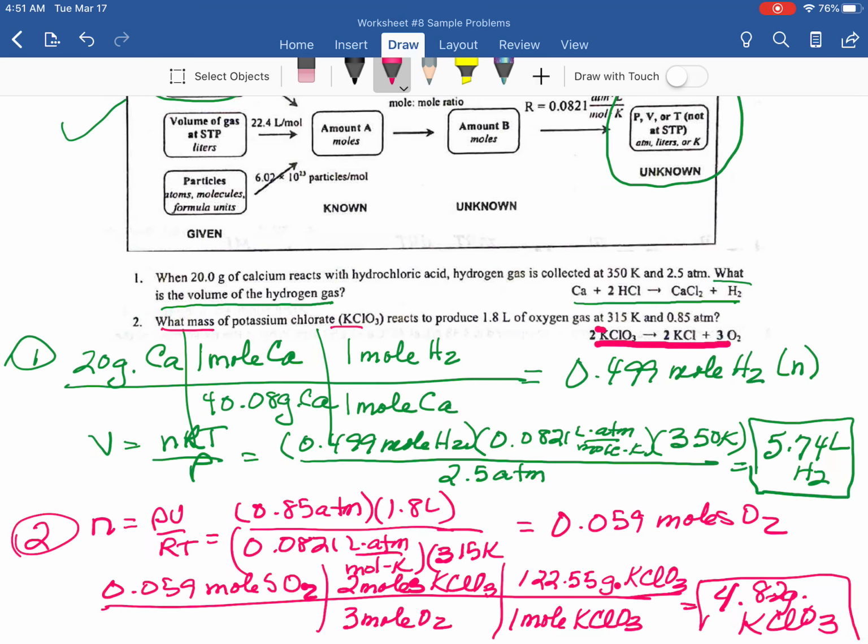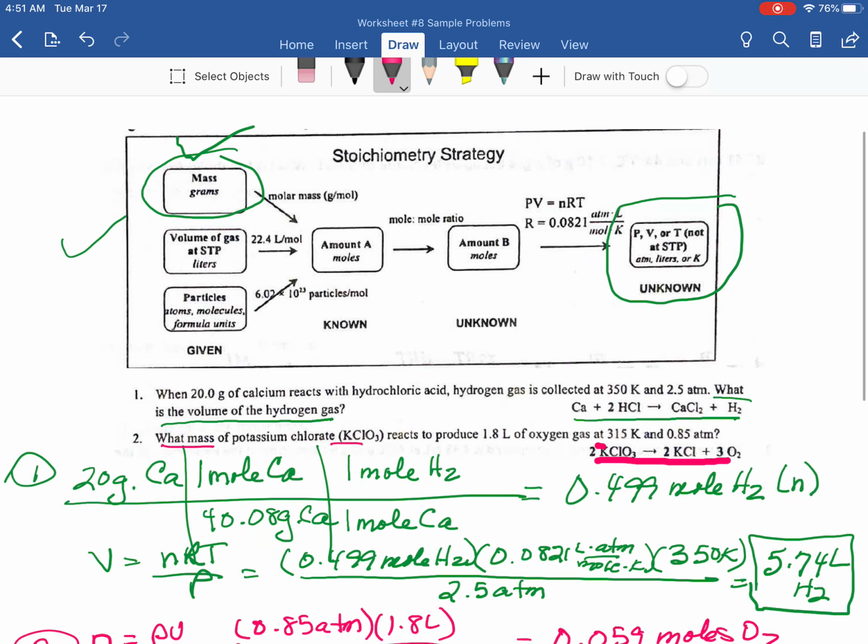So this shows you how to use this stoichiometry strategy from either direction. So your assignment for today is to do problems 3, 4, 5, and 6, and upload a picture of that to Canvas by midnight on Wednesday the 18th.